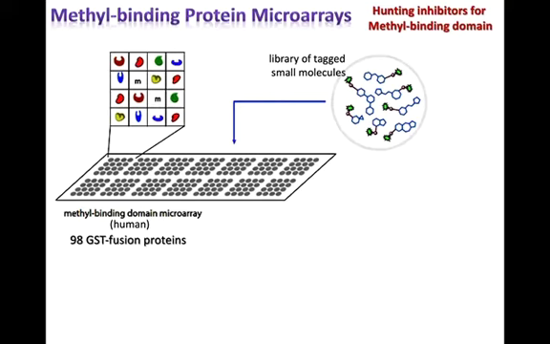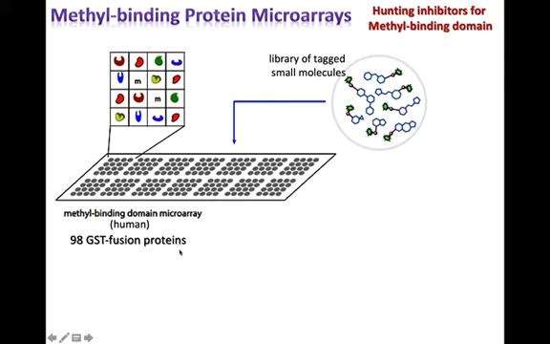Okay, so we talked now about Spin1. We talked about the methylation. We'll understand how the protein microarray works. We use protein microarrays to hunt down the methyl binding protein. So in this scenario, for example, you have a small glass slide, and this slide is spotted with methyl binding domain proteins, 98 for example, 98 GST fusion proteins.